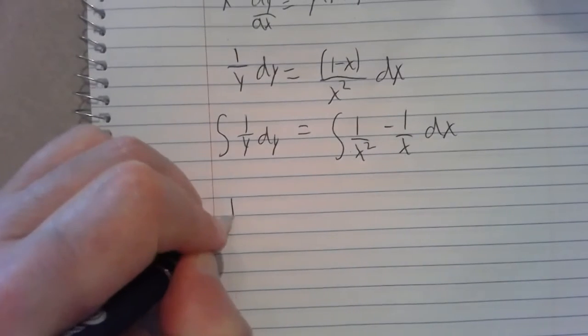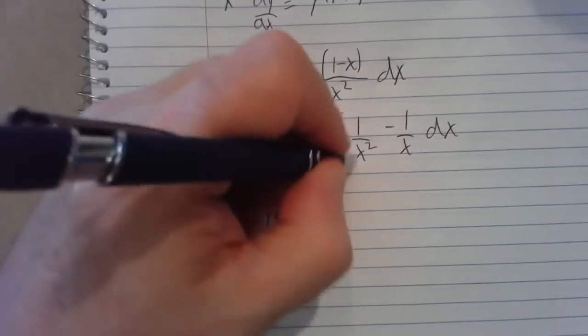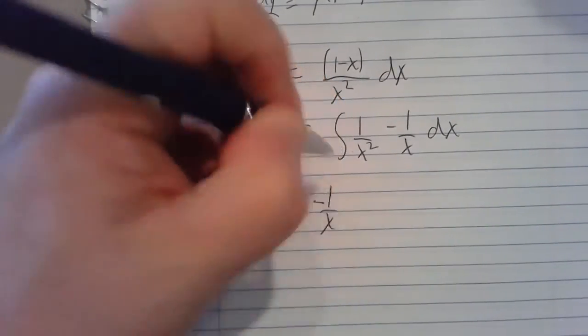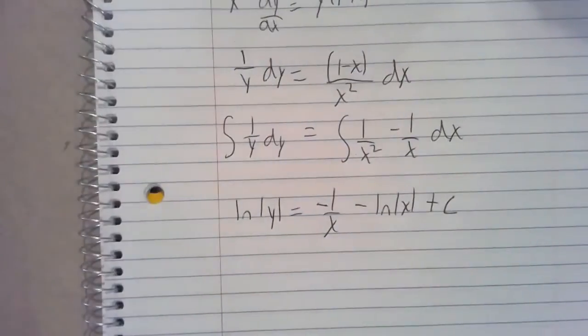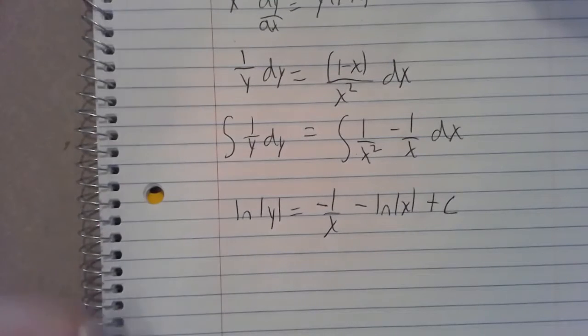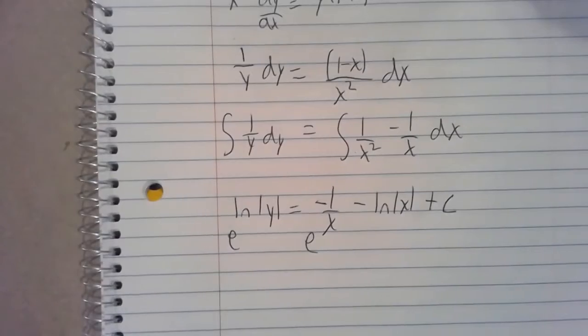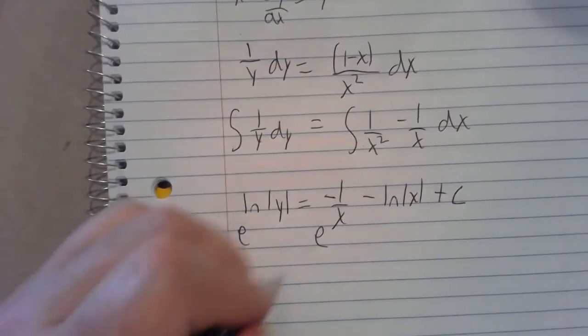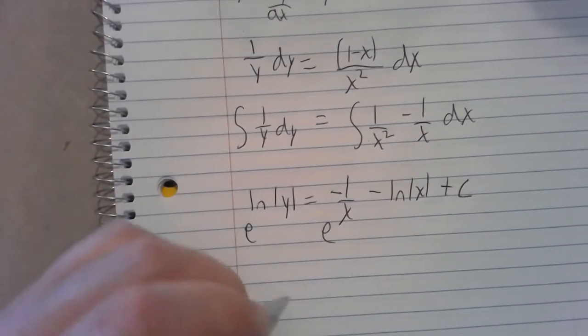The antiderivative of 1 over y is the natural log of the absolute value of y. The antiderivative of 1 over x squared is negative 1 over x, minus, and then we get a natural log of x, plus c. And then we could rewrite this in exponential form if we wanted to get an explicit solution instead of an implicit one. So I could make both entire sides powers of e. And again, we're going to drop that absolute value. We get two branches here, but we're going to assume the positive branch.